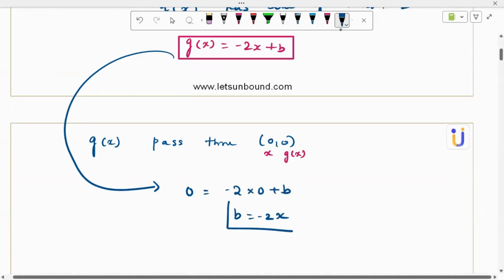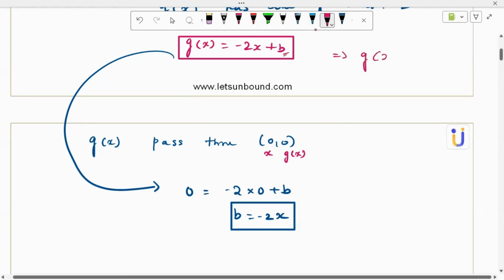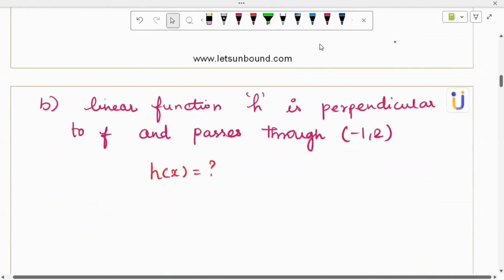We can do this, but there is a straight fact, right? When a line passes through the origin, there is no y-intercept. So b is acting as the y-intercept. So you can directly write g of x is minus 2x if we have that prior knowledge. Directly also we can write g of x is minus 2x, being the fact it passes through the origin. That's simple.